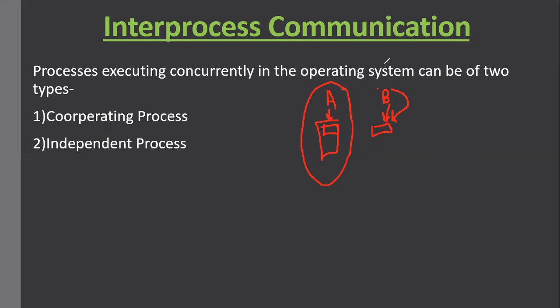The same thing applies in the case of processes also. If P1 and P2 are two processes executing and they are not sharing any resource, then they will not be affected by the execution of each other. P1 can execute normally. The execution of P1 will not affect the execution of P2, and the execution of P2 will not affect the execution of P1. Since there is no sharing of data, they are independent processes.